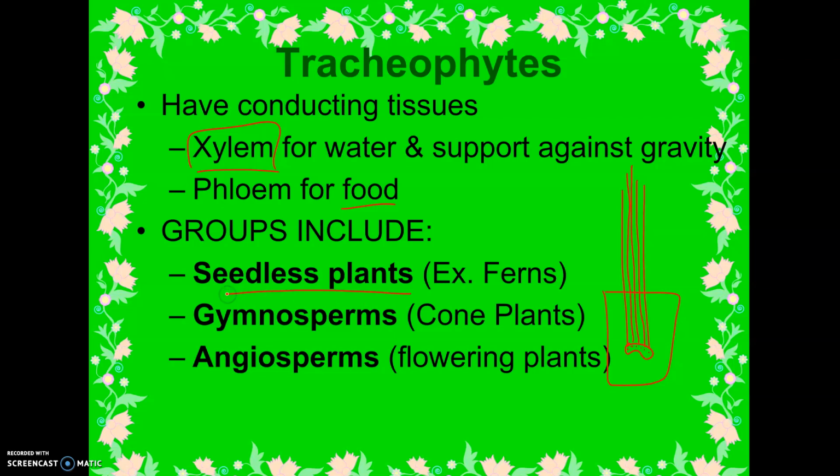Now, the tracheophytes are subdivided into three special groups. Seedless plants, which are ferns, a couple of other things, but ferns are going to be our main example. What are called gymnosperms, which actually means naked seed plant. And then angiosperms, and these are going to be plants that make flowers and fruits.